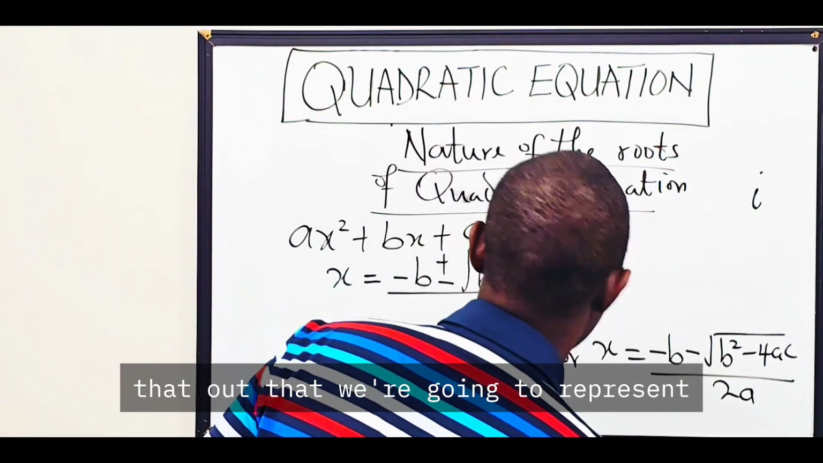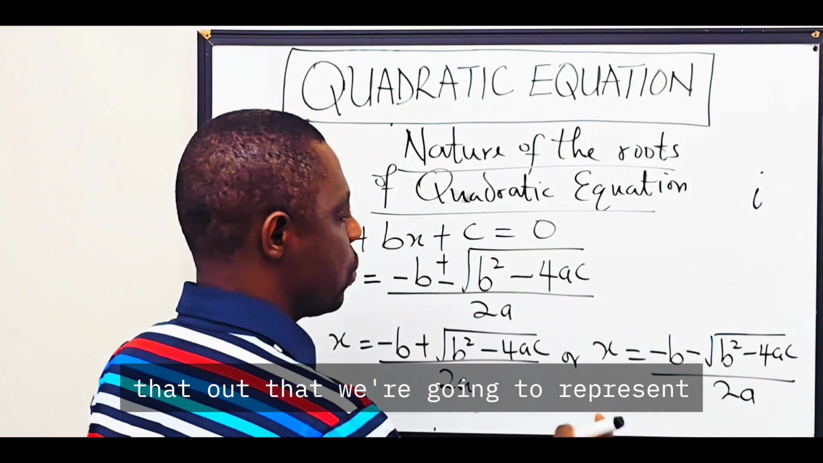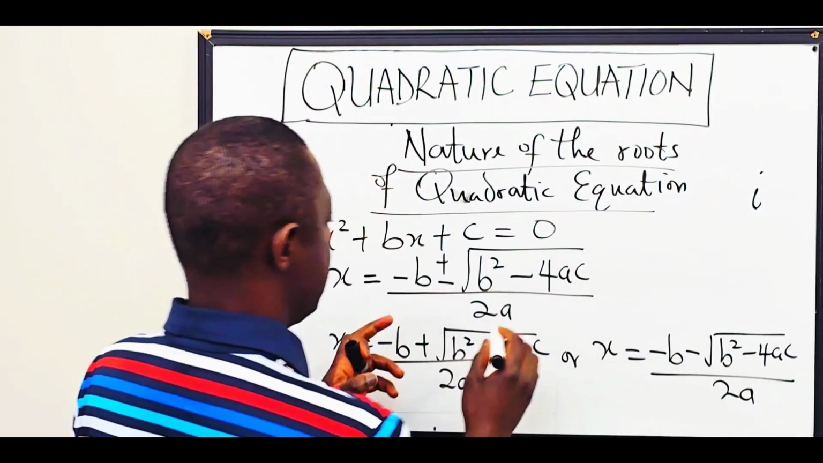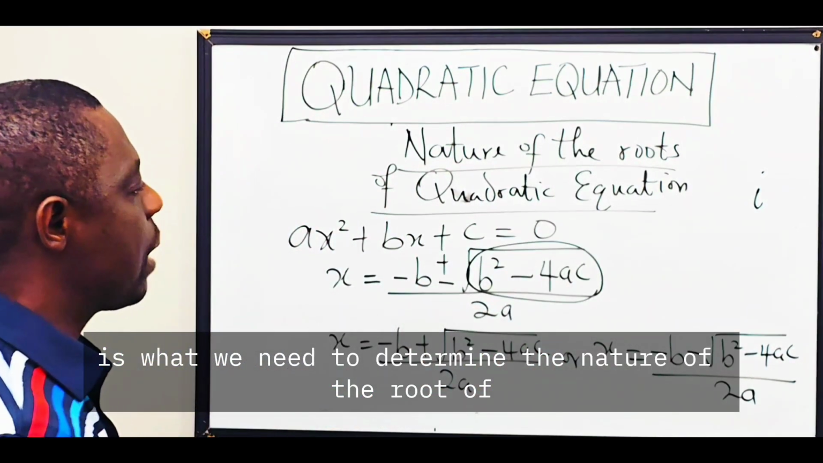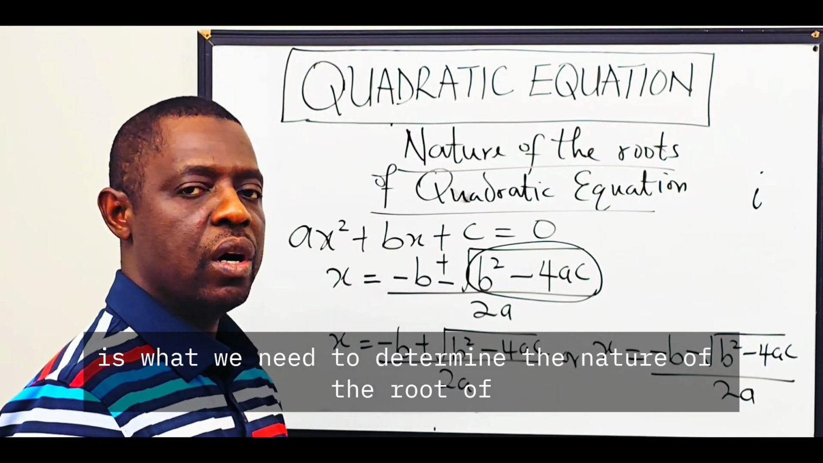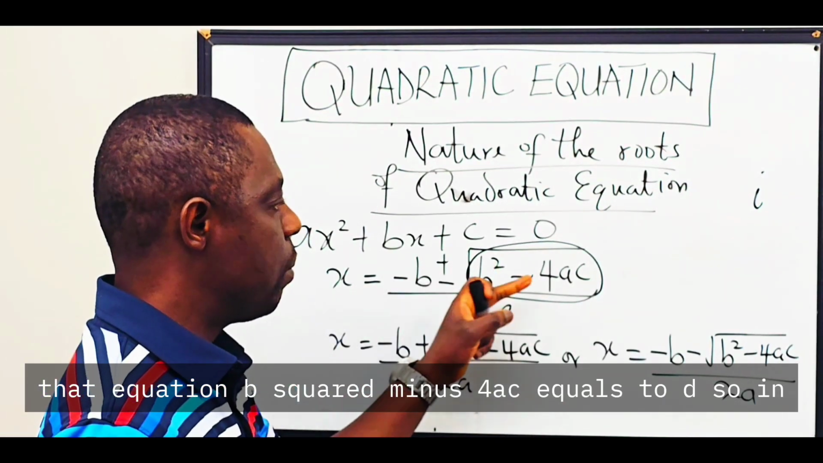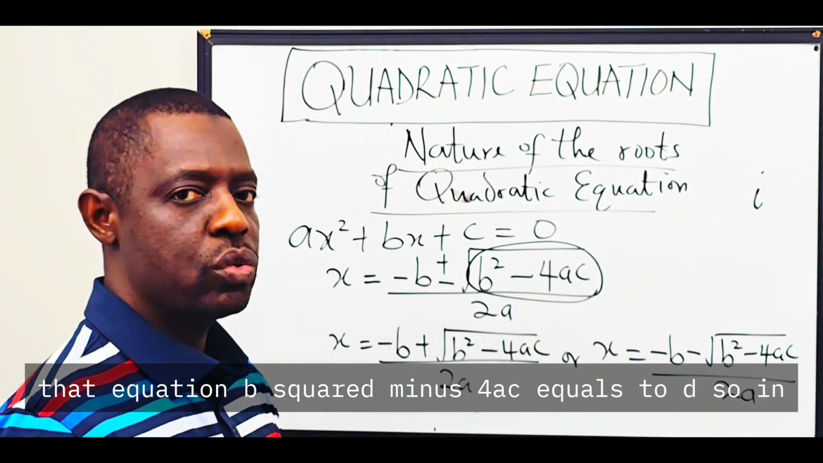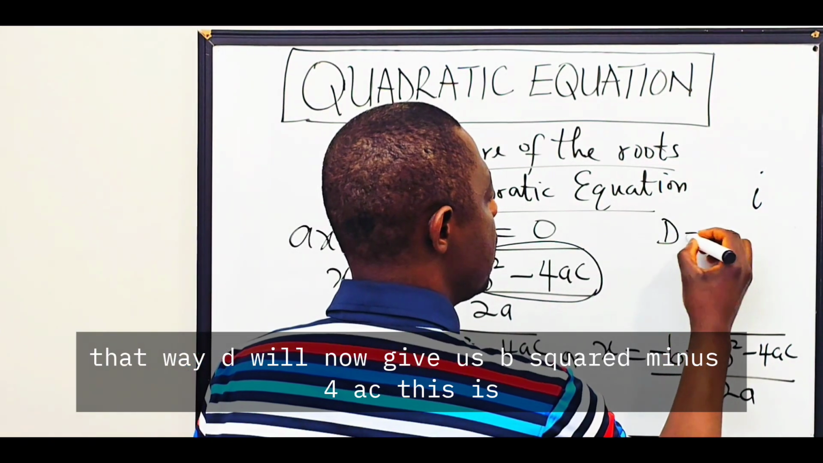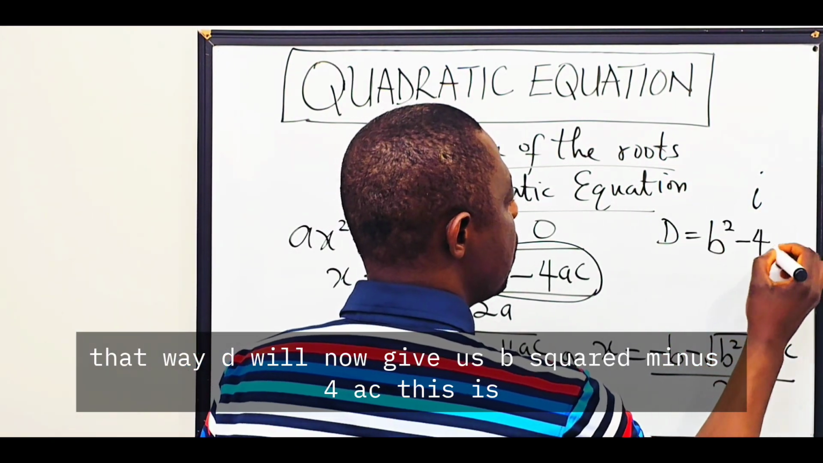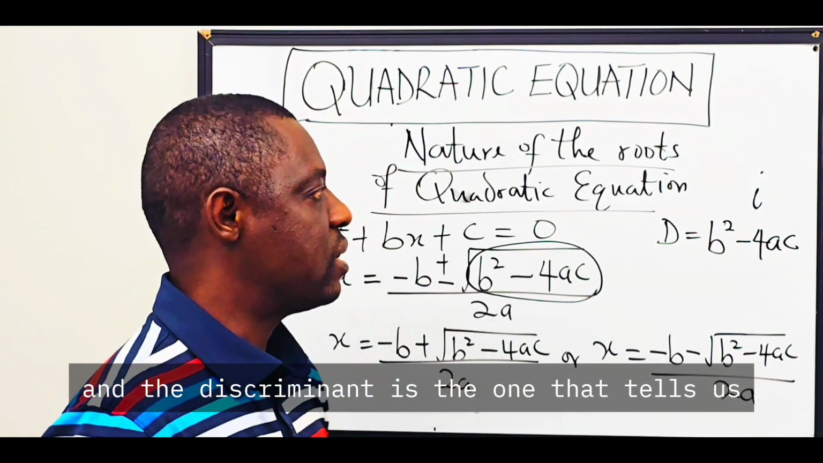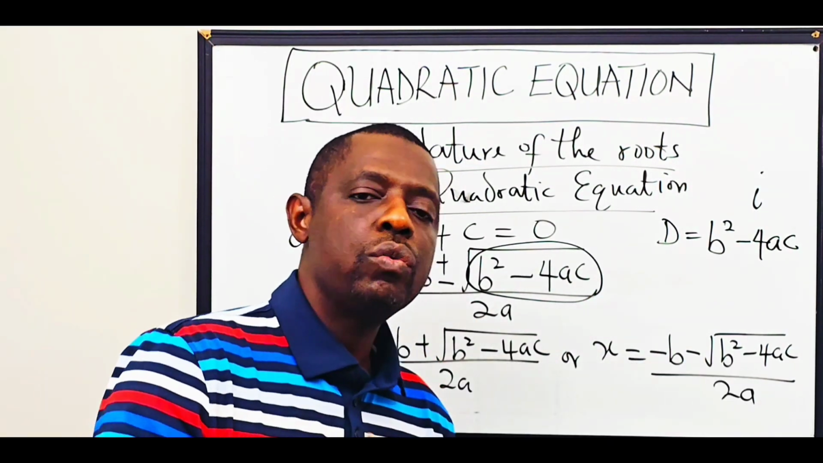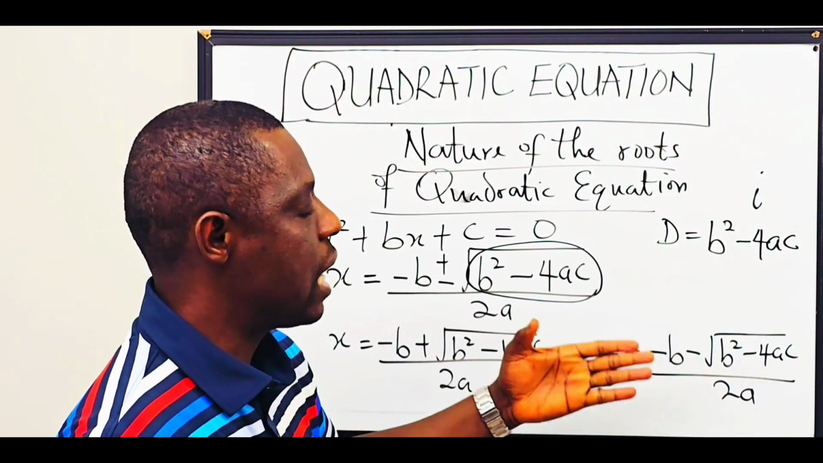So here is what we need to determine the nature of the root of that equation. b squared minus 4ac equals d. So in that way, d will now give us b squared minus 4ac. This is what is called the discriminant. And the discriminant is the one that tells us the nature of the root that we have.